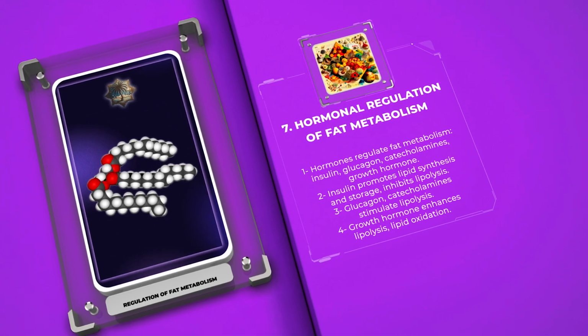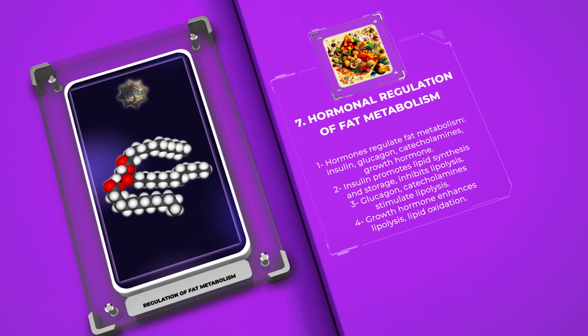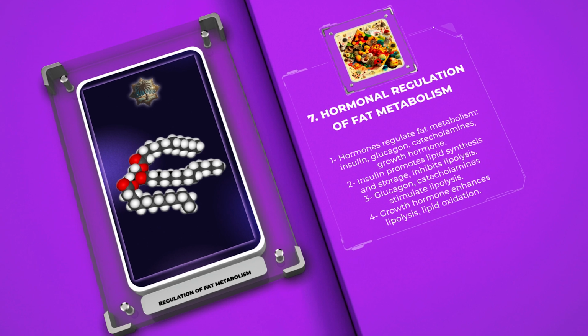Insulin promotes lipid synthesis and storage by activating lipogenesis and inhibiting lipolysis. Conversely, glucagon and catecholamines, in response to low glucose availability or stress, stimulate lipolysis by activating hormone-sensitive lipase, HSL. Growth hormone acts to enhance lipolysis and lipid oxidation in adipose tissue, liver, and other tissues.